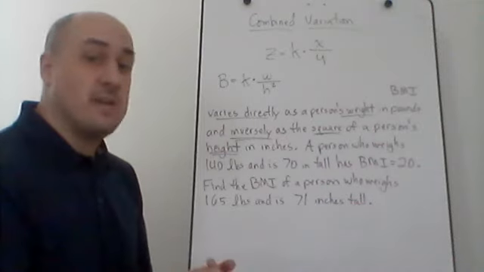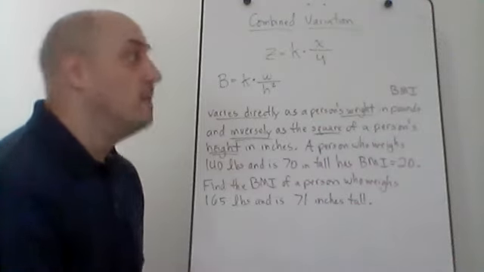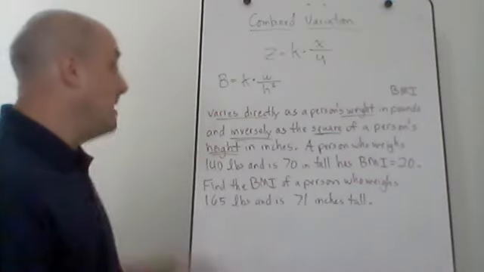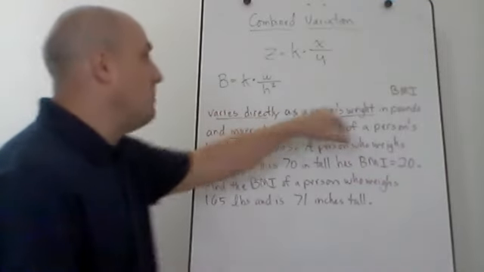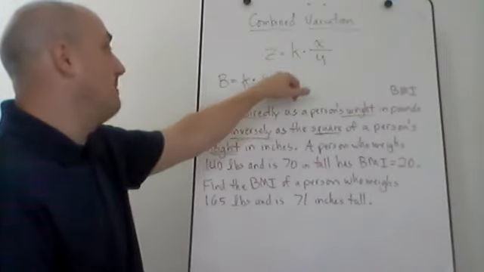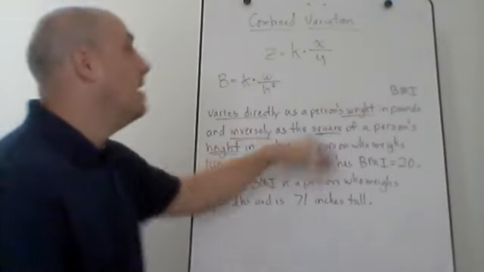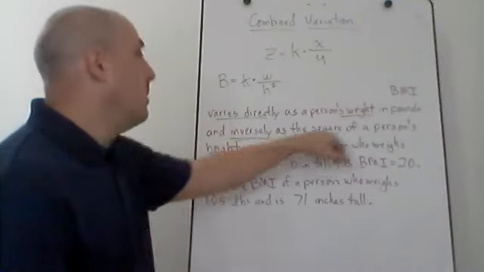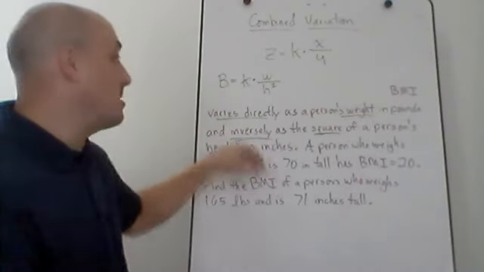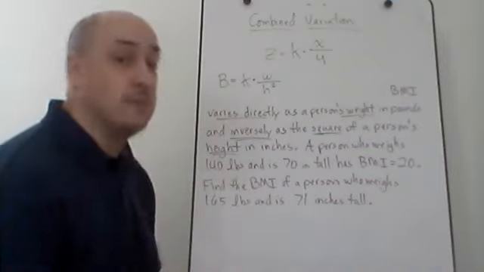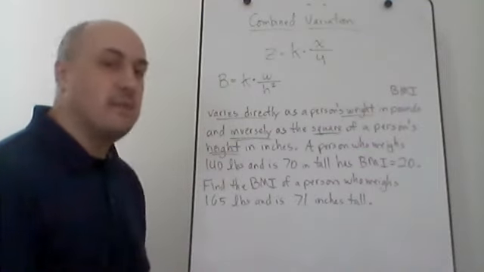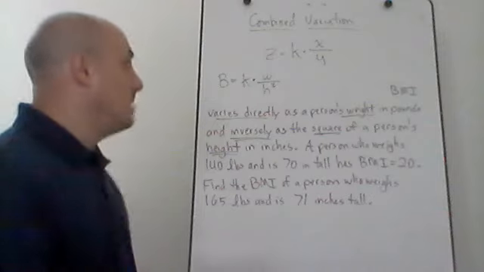If it's inverse variation, it's K divided by the variable. If you have joint variation, it's K times two variables. In this case, it varies directly with one variable, so it varies directly with the weight, so that weight goes to the top of the fraction that gets multiplied by the K, and it varies inversely with the square of the person's height. So that square of the person's height, the H squared, is going to go in the denominator.